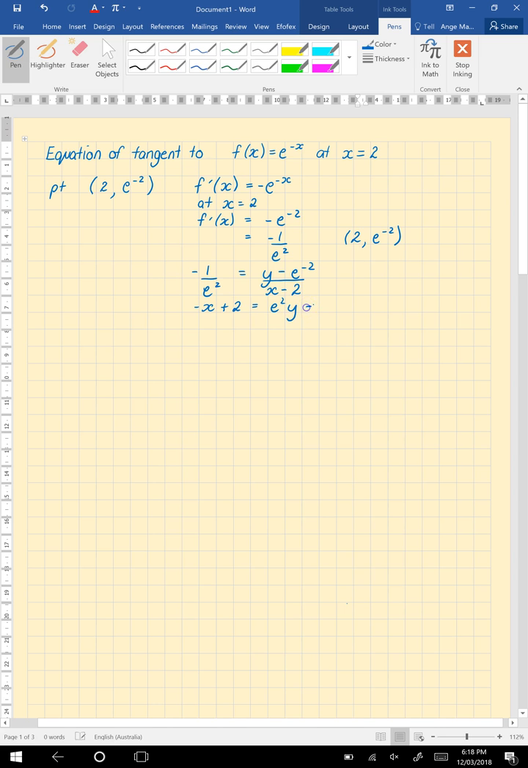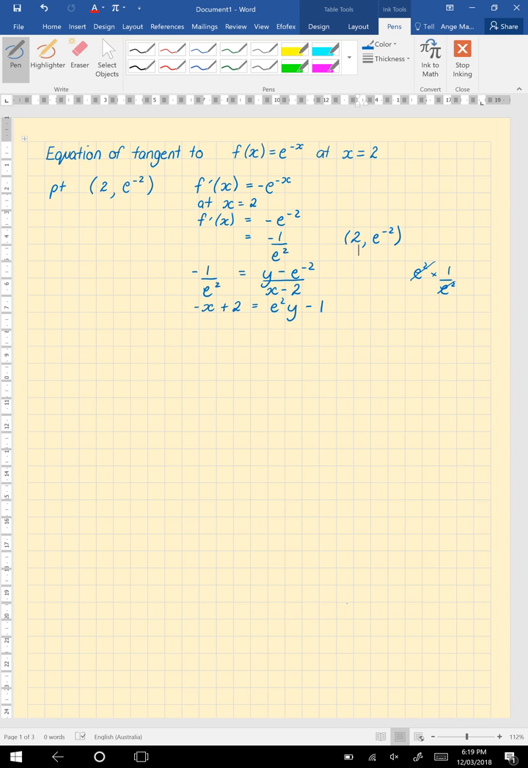Now e squared times e to the minus 2, think about that. That's e squared times 1 over e squared. It's like saying 4 times a quarter. They cancel. I'm left with just 1. So we get 1 there. You can decide now, do you want to put in general form or y-intercept form?